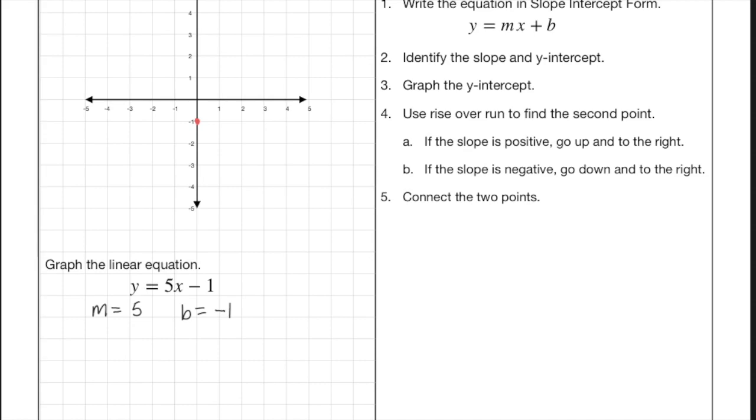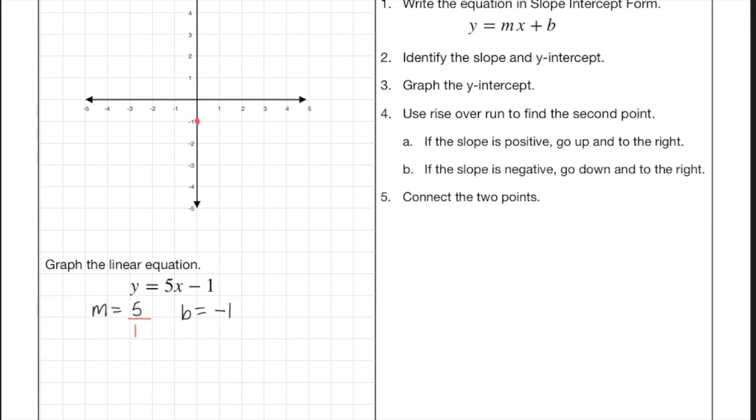And then the next part says use rise over run to find the second point. So we're going to be paying attention to your slope right here. Your slope is going to be 5, and to put it into a fraction, what we can do is just put a 1 underneath, because 5 divided by 1 is 5, so it doesn't change.